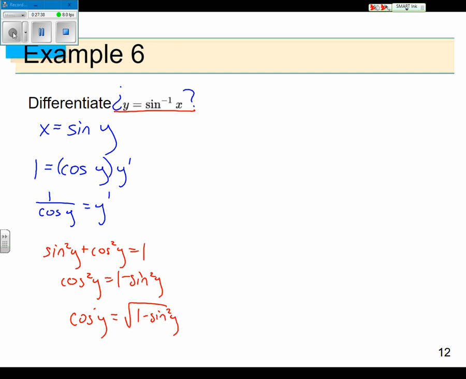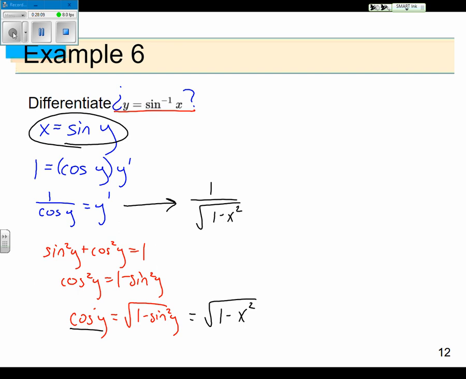Well, how does that help me? Well, it helps me because the very first thing that we stated was that y equals sine inverse of x can only be true if and only if x equals sine of y. So just a slight little substitution right here. I get 1 minus x squared. Meaning that my derivative, remember this is what cosine is equal to, is going to be 1 over the square root of 1 minus x squared. That is going to be the derivative of sine inverse of x.